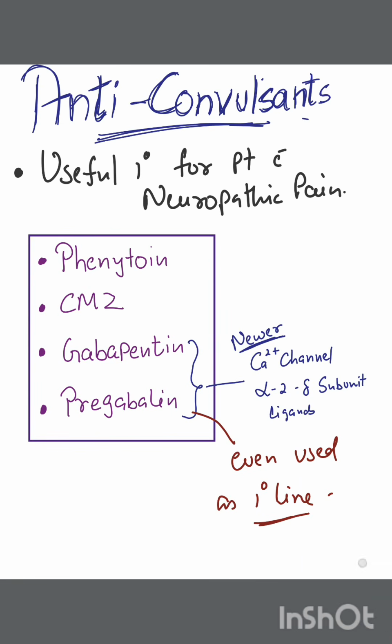Anticonvulsant drugs, again, you heard it right. Anticonvulsant drugs are used for pain relief, useful primarily for patients with neuropathic pain. Examples include phenytoin, carbamazepine, gabapentin, and pregabalin. These two drugs, which are newer calcium channel alpha 2 delta subunit ligands, are used even as first line drugs for any neuropathic pain.